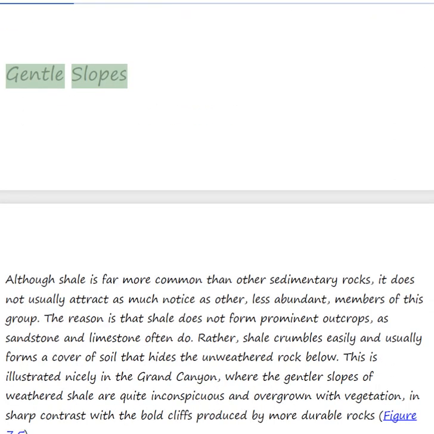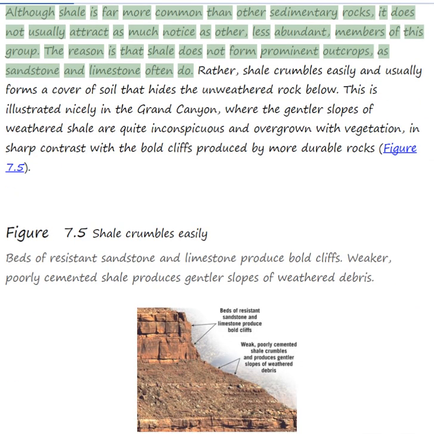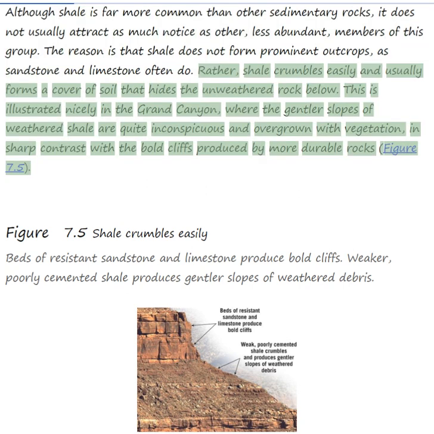Gentle slopes. Although shale is far more common than other sedimentary rocks, it does not usually attract as much notice as other, less abundant, members of this group. The reason is that shale does not form prominent outcrops, as sandstone and limestone often do. Rather, shale crumbles easily and usually forms a cover of soil that hides the unweathered rock below. This is illustrated nicely in the Grand Canyon, where the gentler slopes of weathered shale are quite inconspicuous and overgrown with vegetation, in sharp contrast with the bold cliffs produced by more durable rocks.